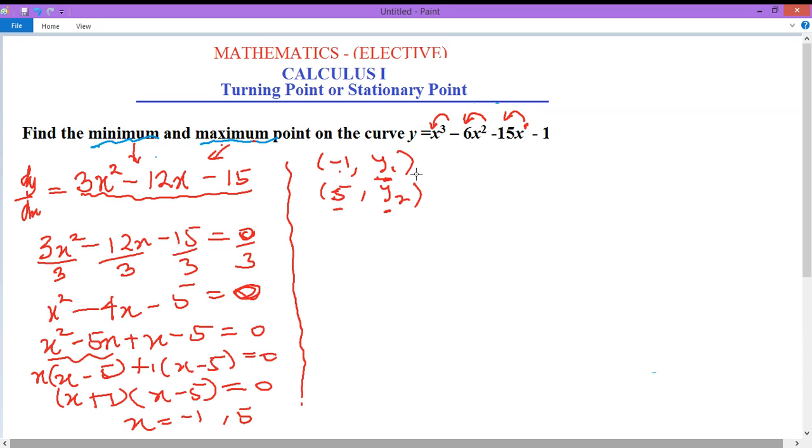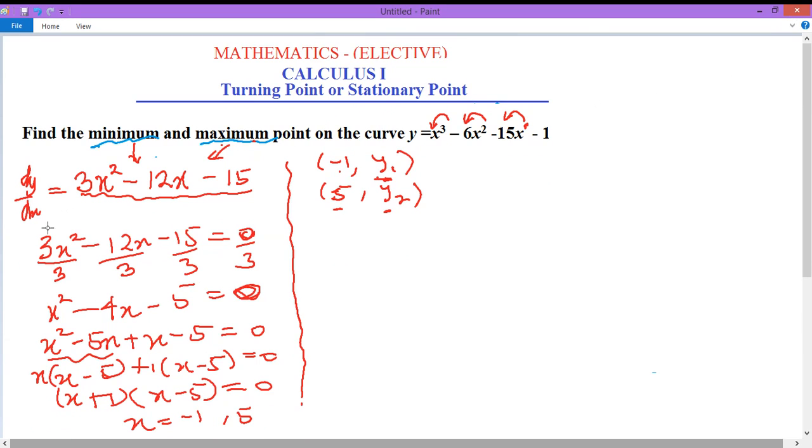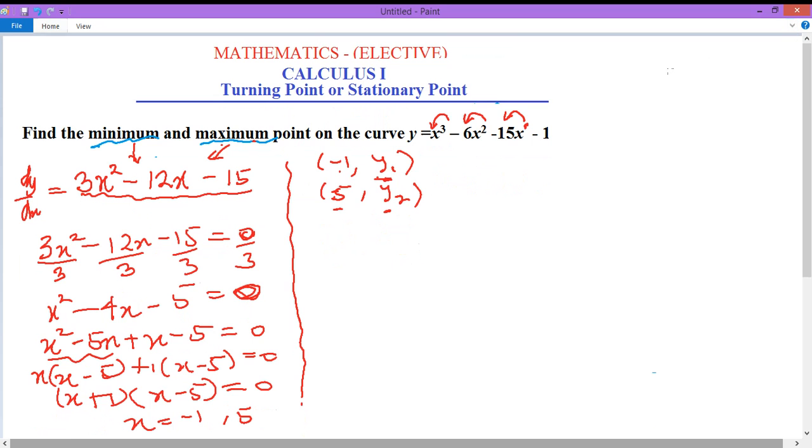To do that, you will find what is known as the second derivative of the function. Second derivative. We'll find what is known as the second derivative.